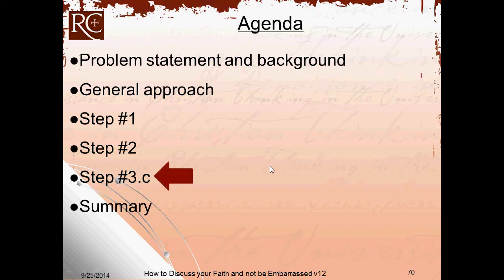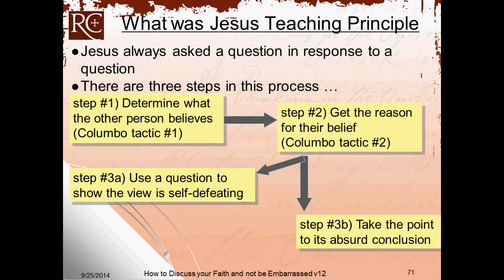We're on to the last of the 3 steps for the Colombo technique. So again, determine what the other person believes. Step 2, get the reason for the belief. Step 3a, use a question to show the view is self-defeating. Step 3b, take the point to its absurd conclusion.